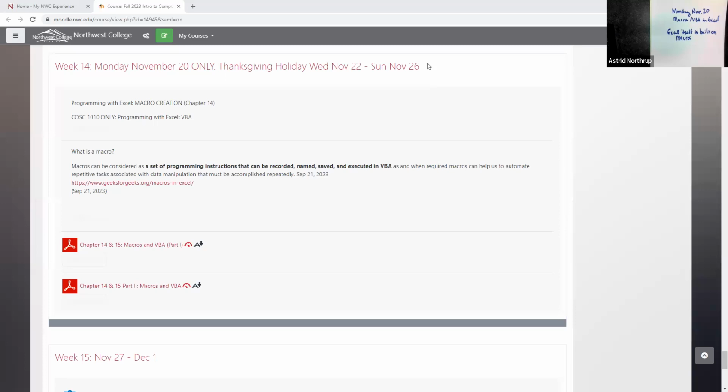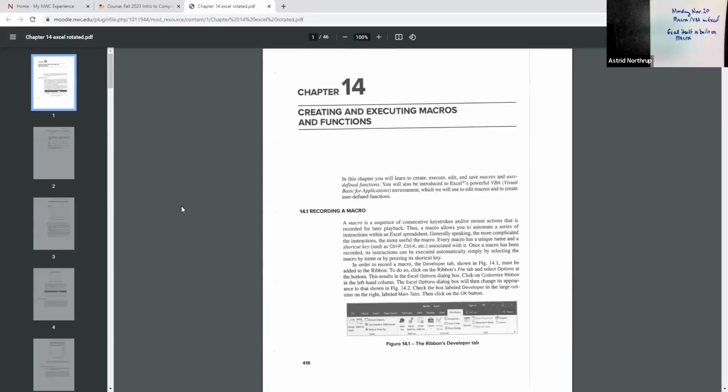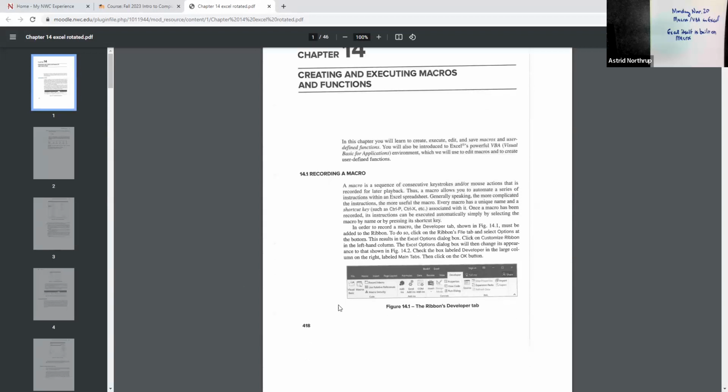All right, so what we're going to do today is we're going to start looking at chapter 14 and 15. And yes, I have played my cards right here. So you want to get into the developer tab, make sure that's available to you. And then we're going to start talking about recording macros.